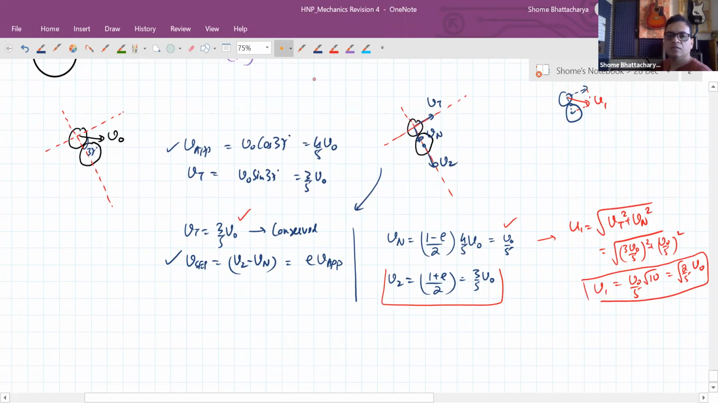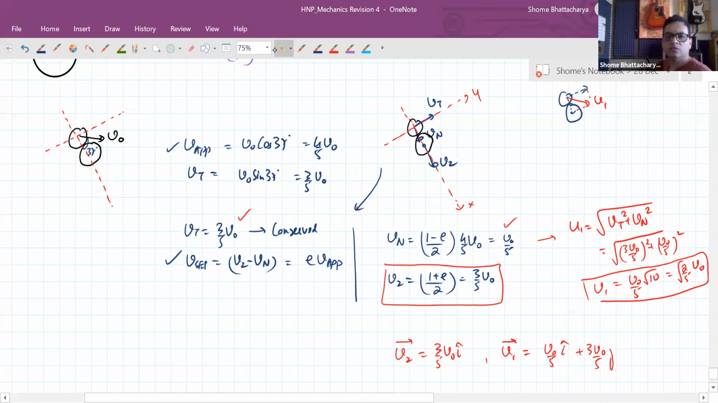Now about the angle, we can do it this way, that you can treat this as your x-axis and this as your y-axis. So then we can write our v2 as a vector as 3 by 5 v naught i cap. v1 as a vector will become that tangential component and the normal component. So the normal component is v naught by 5, and the tangential component is 3 v naught by 5, like this.